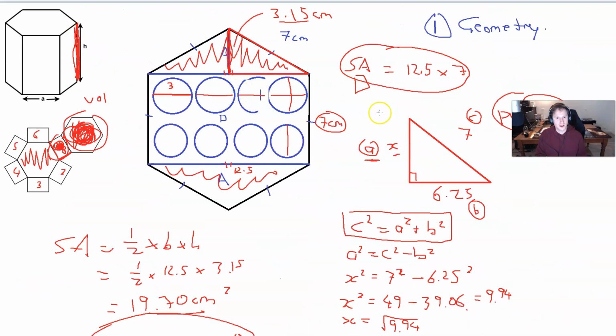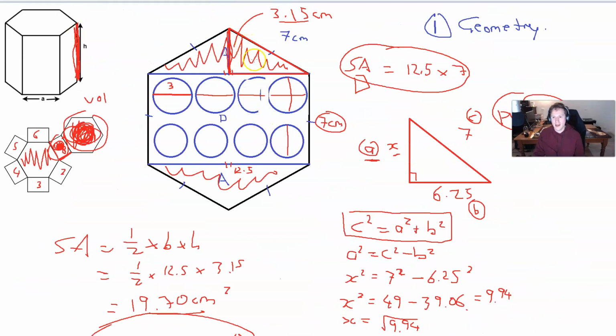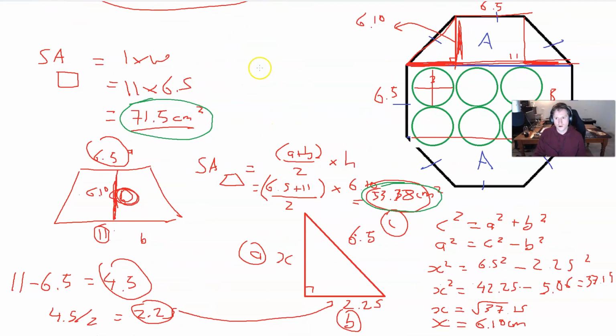So hopefully in this video, I've kind of showed you the need to use Pythagoras in order to accurately calculate the surface area for a hexagon or your octagon.